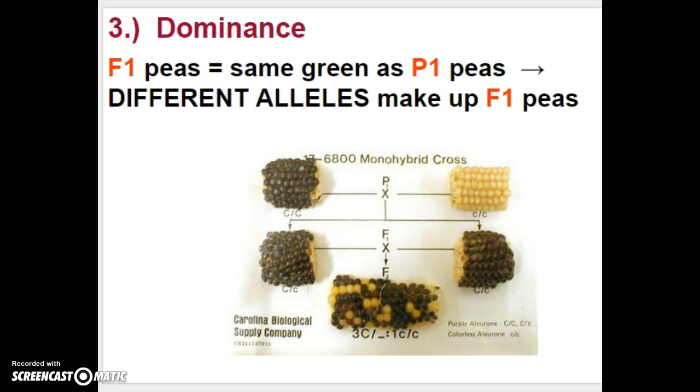So here we have purple and yellow ears of corn. We cross those because purple is dominant. All of the ears of corn have purple kernels. However, because that yellow parent contributed 1 recessive allele, the F1 generation corns, even though they look like the purple of the P1 generation, don't have the same alleles as the original purebred parent.